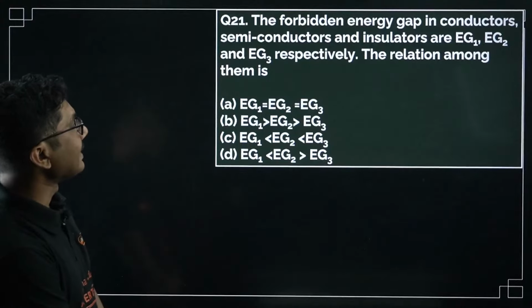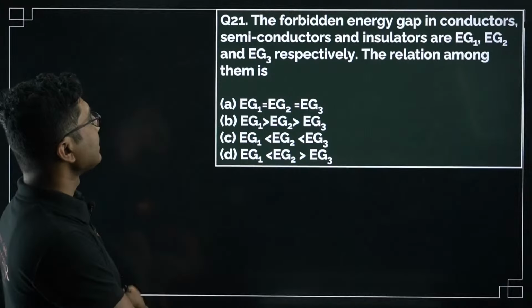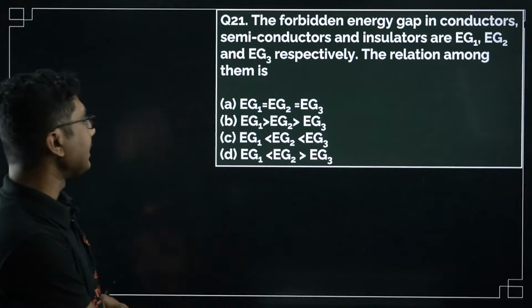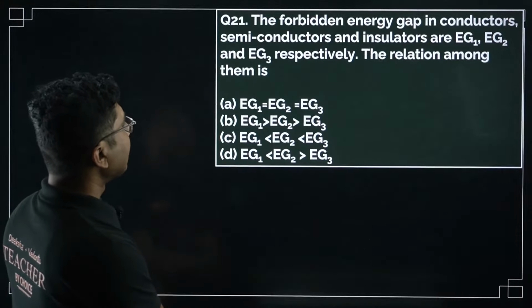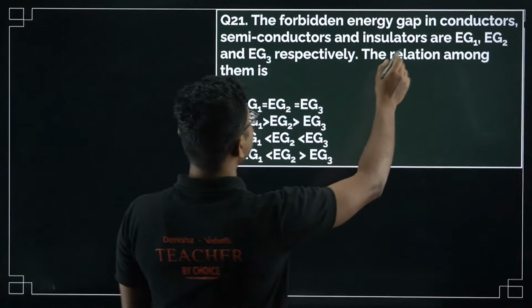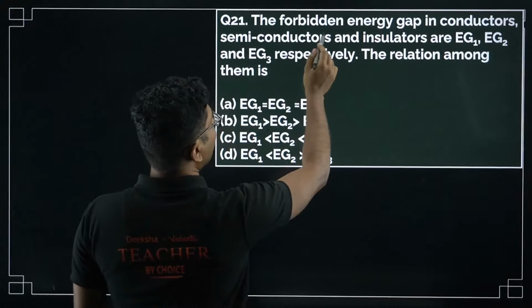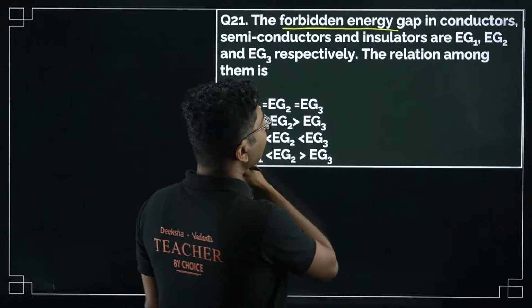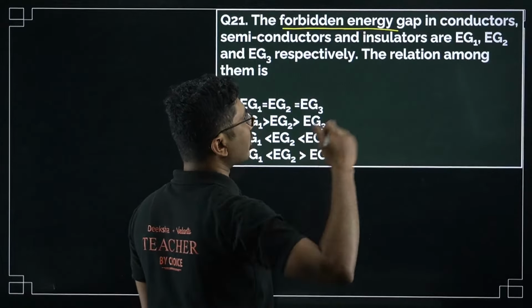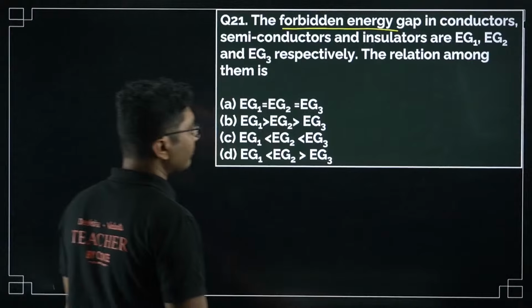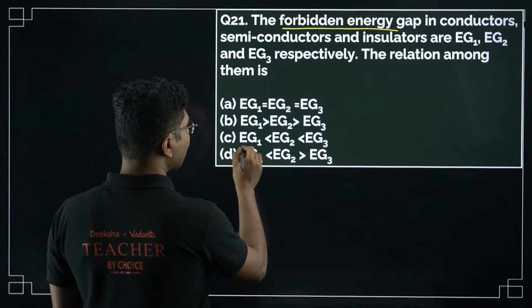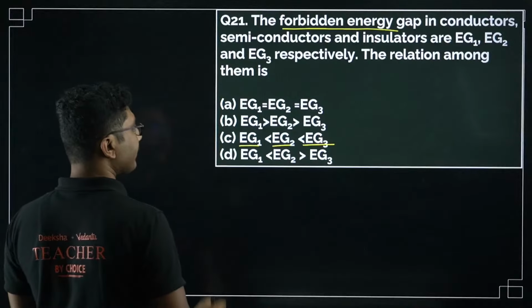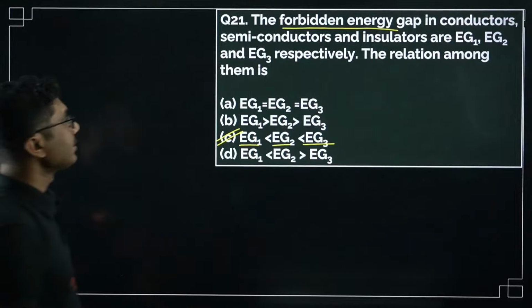The forbidden energy gap in conductors, semiconductors and insulators are Eg1, Eg2 and Eg3 respectively. The forbidden energy gap in conductors is 0, in semiconductors it is less than 3 electron volt, and for insulators it is more than 3 electron volt. So Eg1 is the smallest value, Eg2 will be the next smallest, and Eg3 is the largest value. So the correct answer is option C.